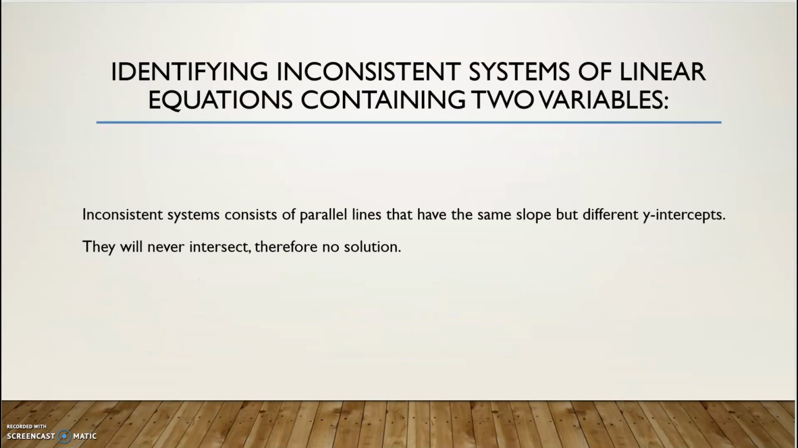Okay, identifying inconsistent systems of linear equations containing two variables. So inconsistent systems consist of parallel lines that have the same slope, and this is what I've been talking about. They have the same slope, but different y-intercepts. Therefore, they will never intersect, and therefore, no solution.